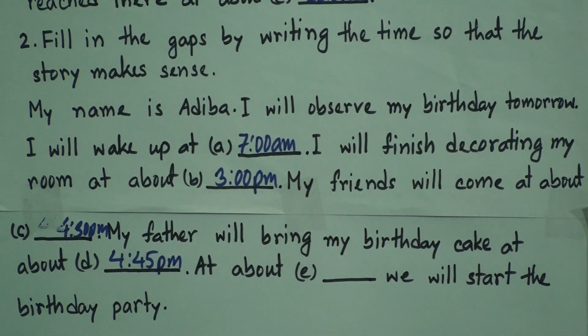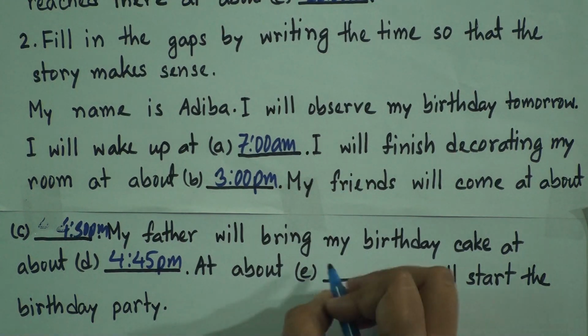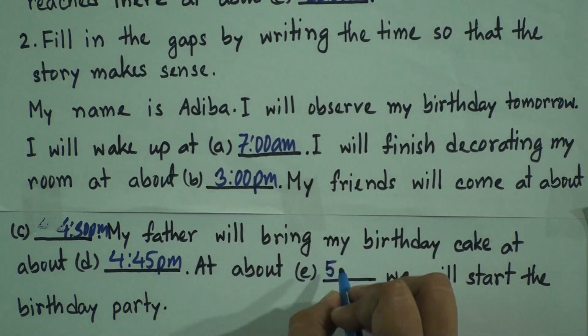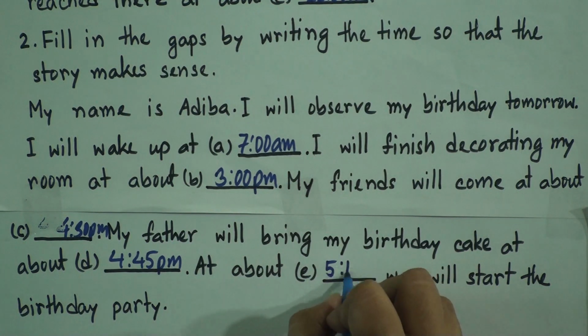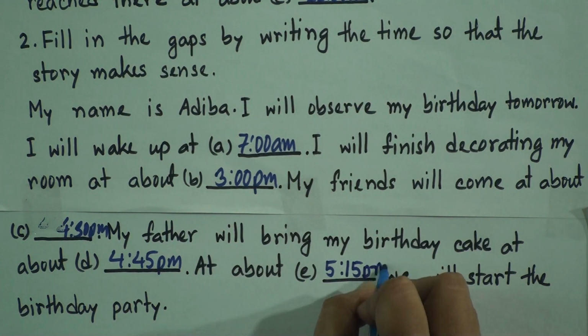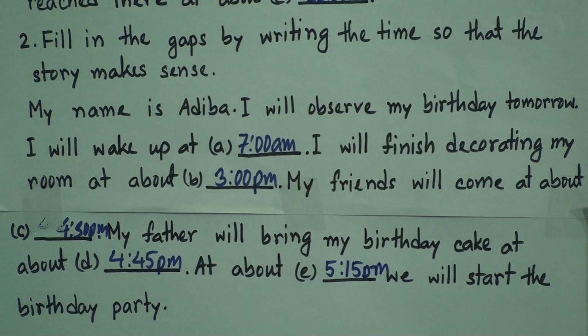So after her father brings the cake, they will start their birthday party. So at about maybe 5 or 5:15, or we can also write 5:30. At about 5:15 p.m. we will start the birthday party. So you will write the time so that the passage makes sense.